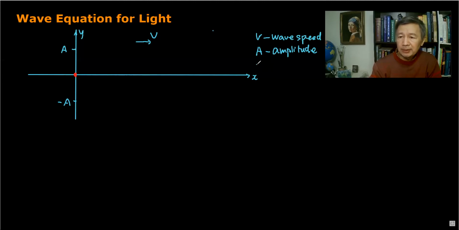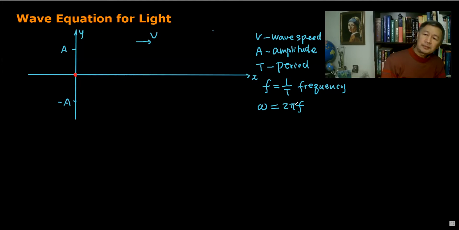Another idea is the period. The reciprocal of the period is called the frequency. Frequency equals 1/T. In addition, I would like to introduce another frequency called angular frequency, denoted by the Greek letter omega. Omega is simply the frequency multiplied by 2 pi. These are the basic quantities to be used to build the wave equation.